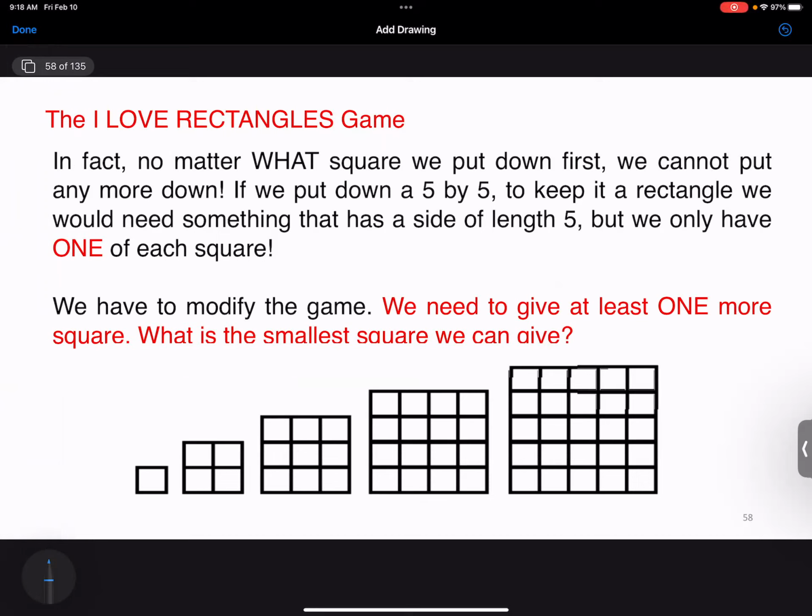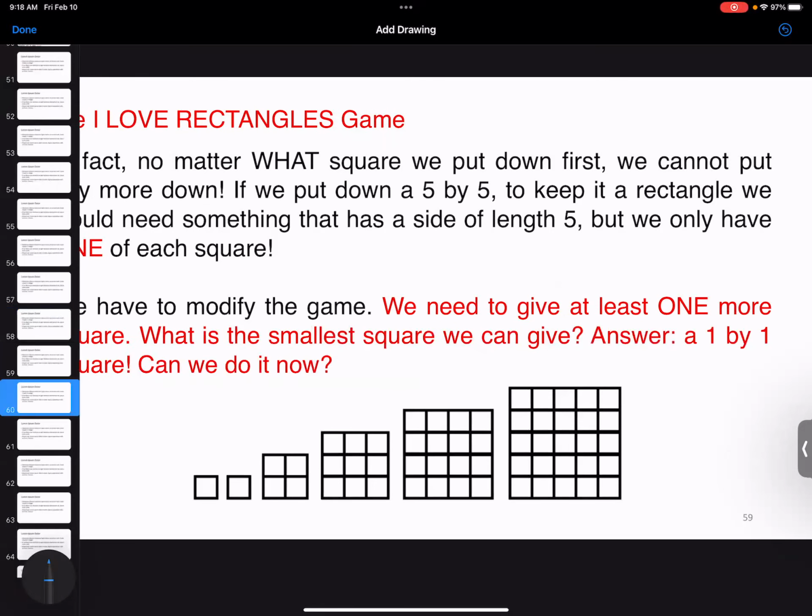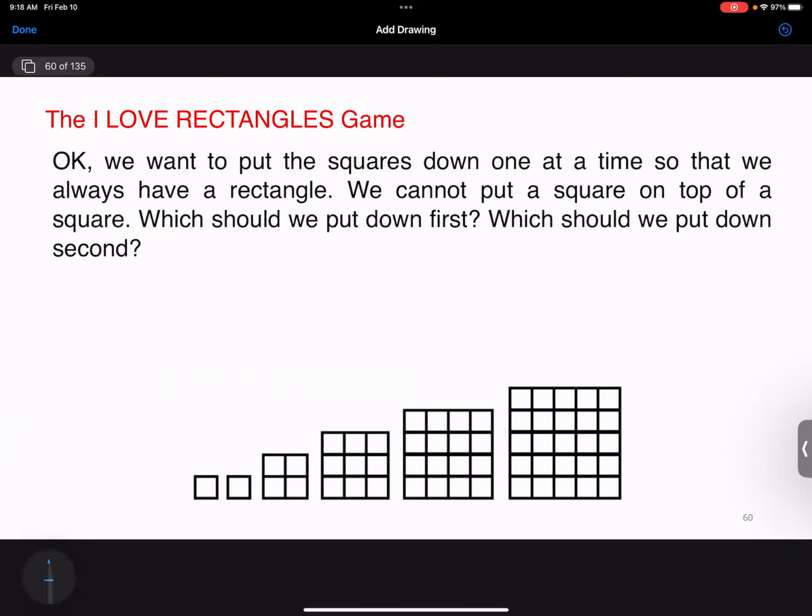Okay, once more, what's the dimension? One by one. So I will now give you an additional one by one. Okay, so you have two one by ones and then one of every other piece. And now see how many you can put down. Right, does everybody understand the game now?